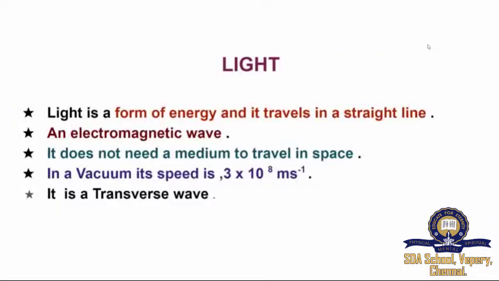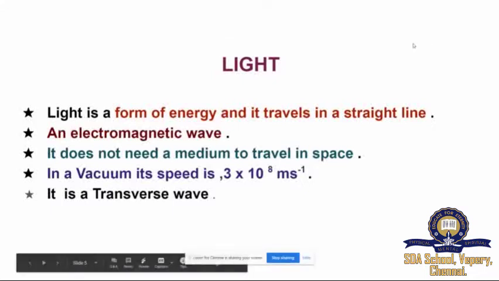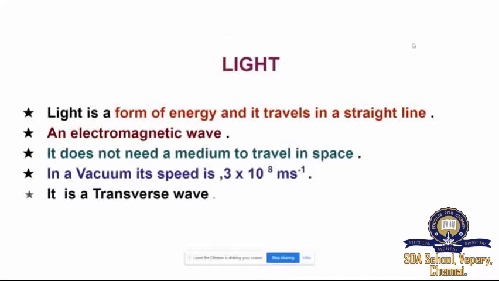Today the topic is light. Light is a form of energy and it travels in a straight line. Light is an electromagnetic wave. It does not need a medium to travel in space. In a vacuum, its speed is 3 × 10^8 m s^-1. It is a transverse wave.